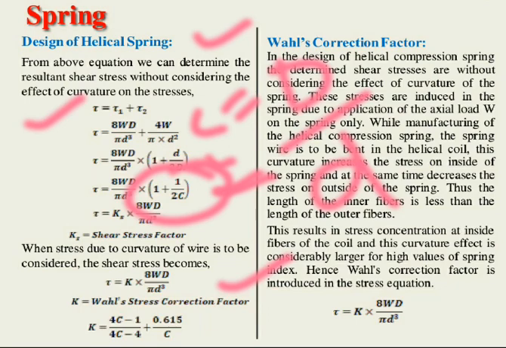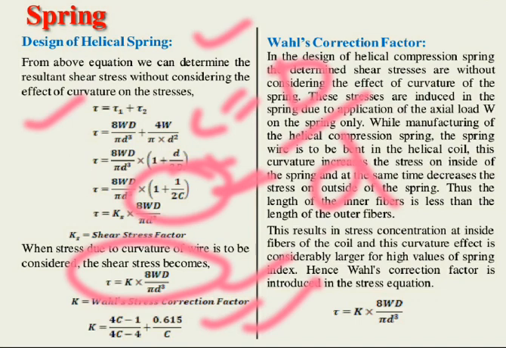And what is K here? K is Wahl's stress correction factor. This will be the final equation when simply stress is considered for the design procedure. K is also given by this equation: K equals (4C minus 1) divided by (4C minus 4) plus 0.615 by C.